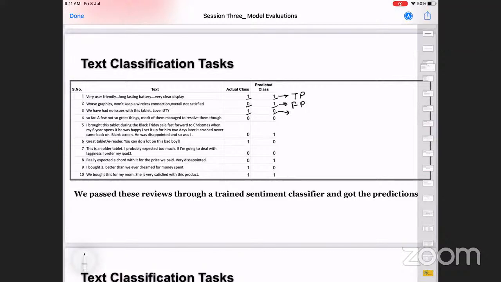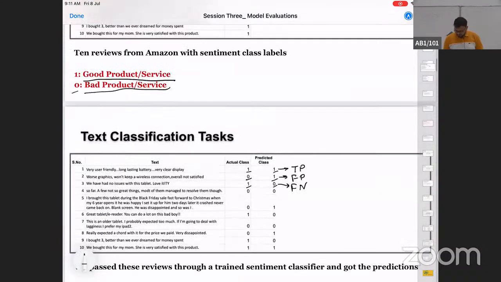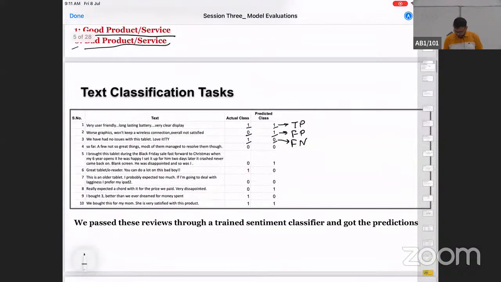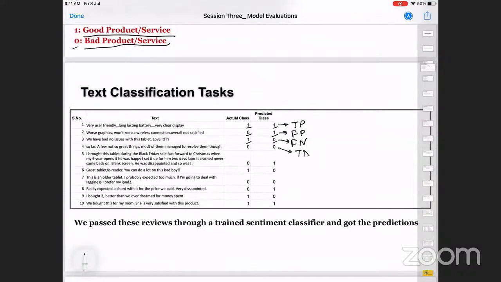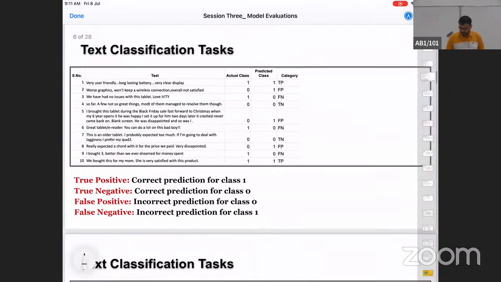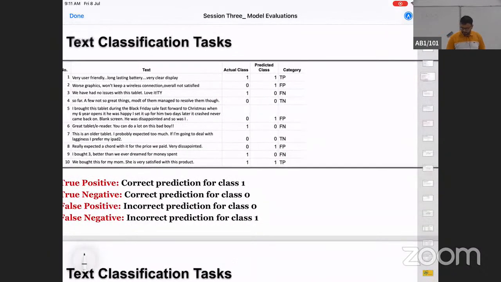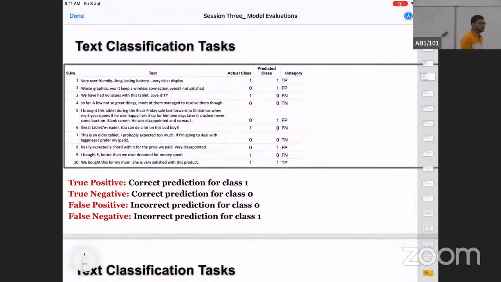False negative. This is false negative. The fourth one? True negative. True negative, right? And so on and so forth. Yes, that's what this fourth slide gives me. Again, it's not that difficult. Okay, so what can we do now?